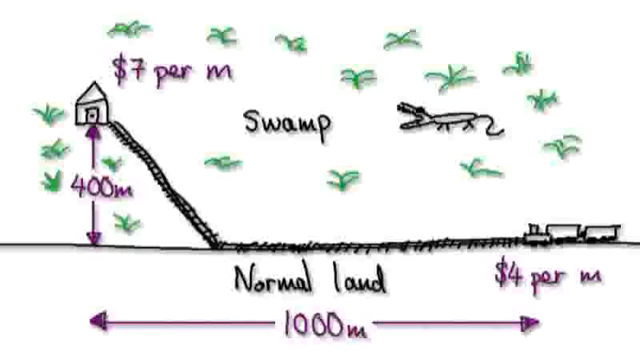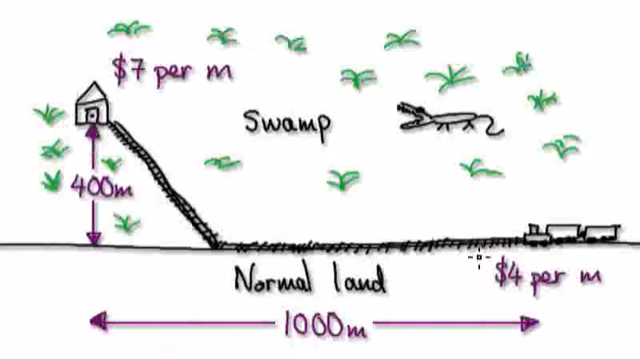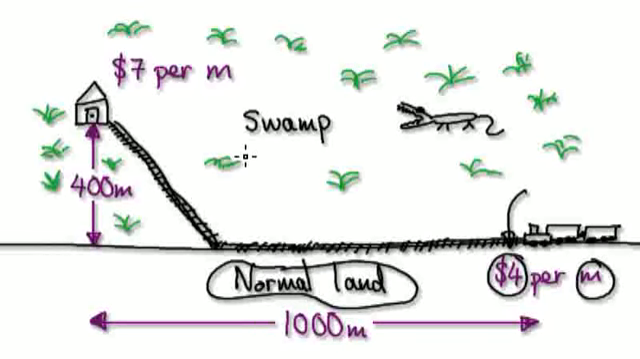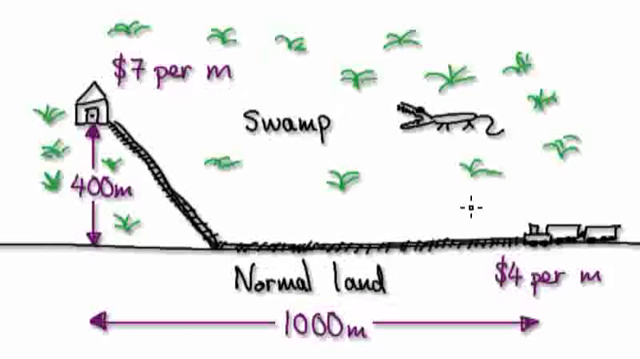Let's give you guys some more practice. So here you're trying to build a railway track to get from A to B. Here you've got a swamp, and this here is normal land. Unrealistic pricing, but let's just pretend it costs $4 per meter over normal land. But to build a railway track over the swamp, it costs $7 per meter. So over a swamp, it costs a lot more.